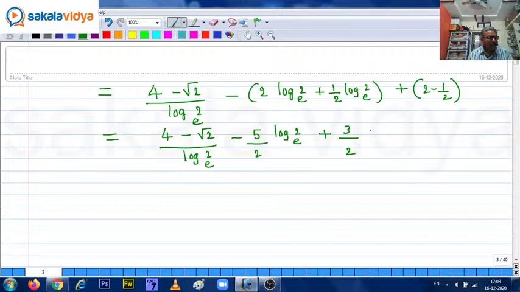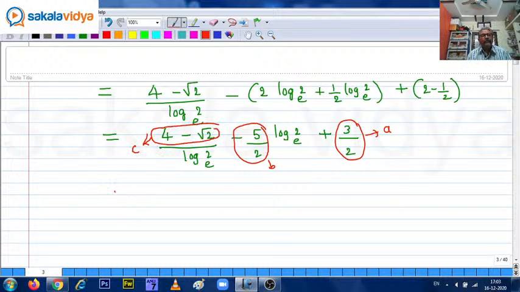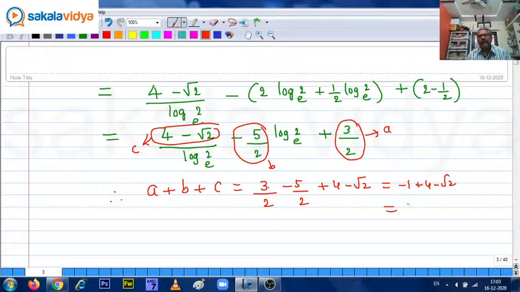Comparing, this will be a, this will be b, and this will be c. So we need the a plus b plus c value. A plus b plus c is equal to 3 by 2, plus b, which is minus 5 by 2, plus c, which is 4 minus root 2. So this will be minus 2 by 2, that is minus 1, plus 4 minus root 2. That will be 3 minus root 2, which is the required answer. 3 minus root 2.